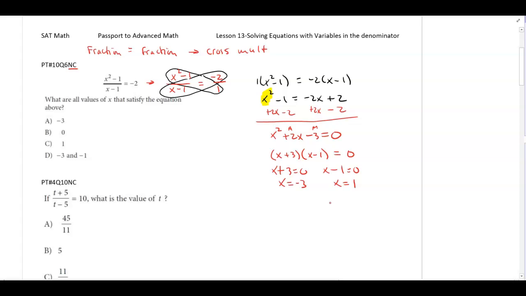Now here's the thing. It's very enticing to choose letter D, and you do see that we get two solutions here. But if I were to plug 1 back in, my denominator now becomes 0. Can I have a denominator that's equal to 0? No. So what this is called is an extraneous solution, which means we are not going to count it as part of our answer. So x equals negative 3, letter A is your answer.